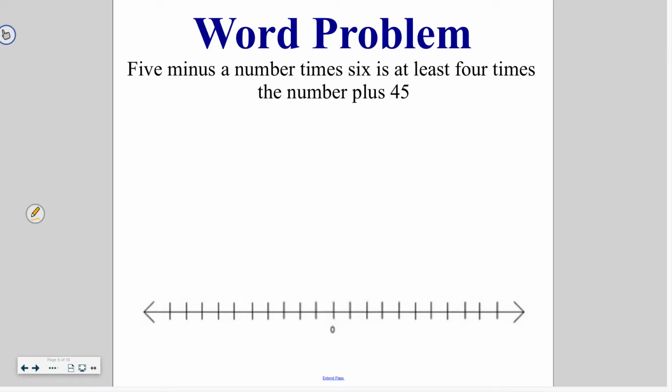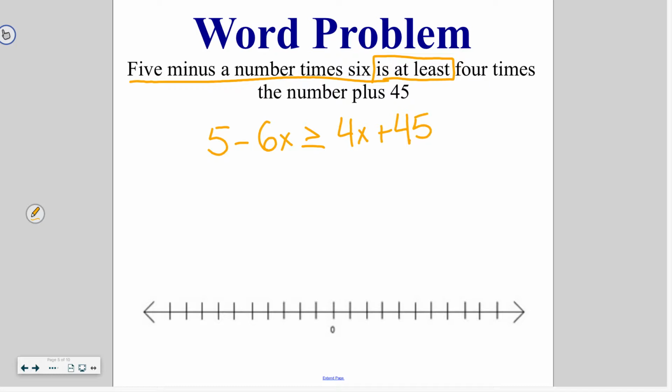Word problem. 5 minus a number times 6 is at least 4 times the number plus 45. So when we're looking at this first part, we've got 5 minus a number times 6, so we've got 5 minus 6x. Then we've got the "is at least." If we are looking at at least, we want it to be greater than or equal to. And then we've got 4 times the number plus 45.